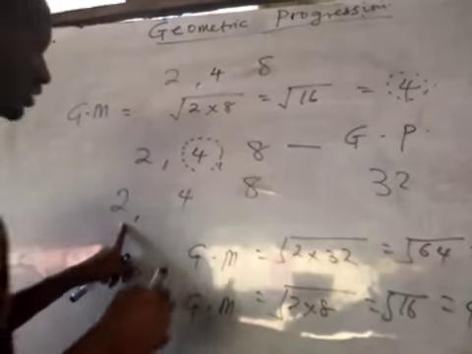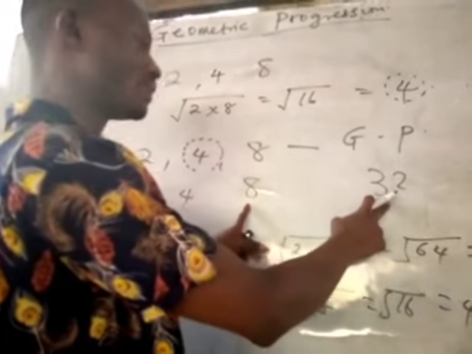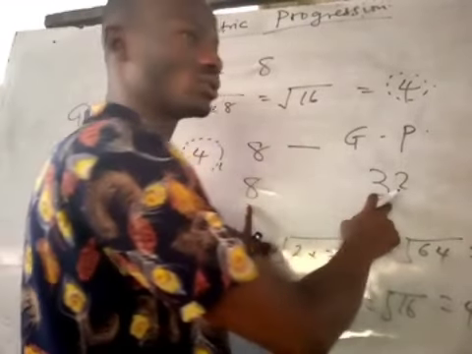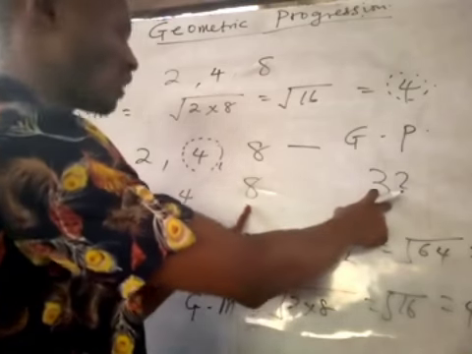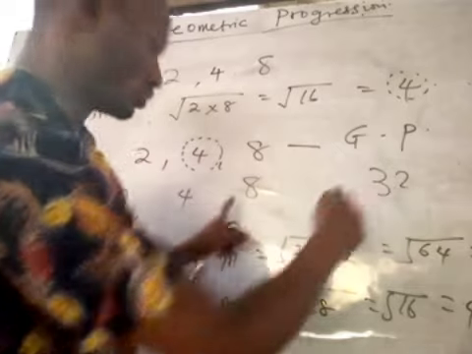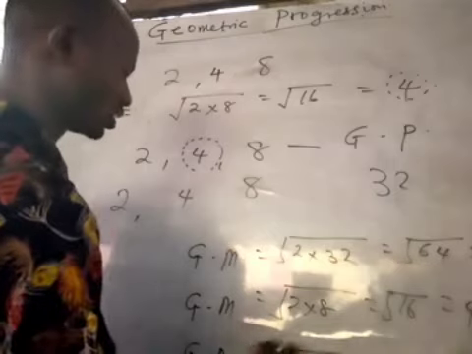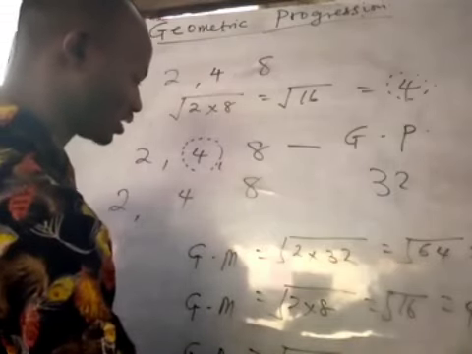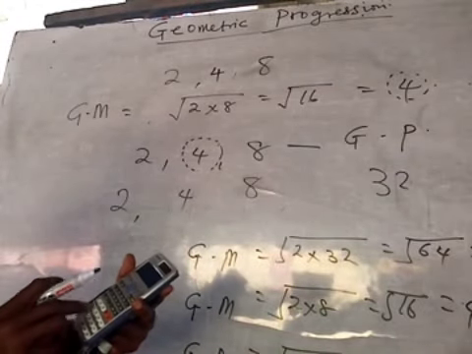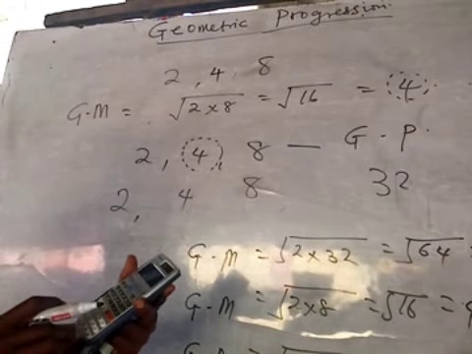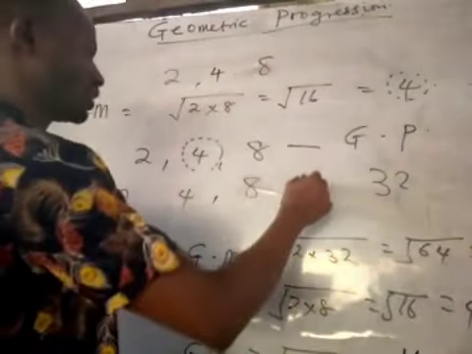Then, in the same way, look at this. In between 8 and 32, we can equally insert a geometric mean, because you can find the geometric mean of 8 and 32. The geometric mean of 8 and 32 is equal to the square root of 8 times 32. Let me check my calculator. The square root of 8 times 32 is equal to 16. So you can equally have 16 here.